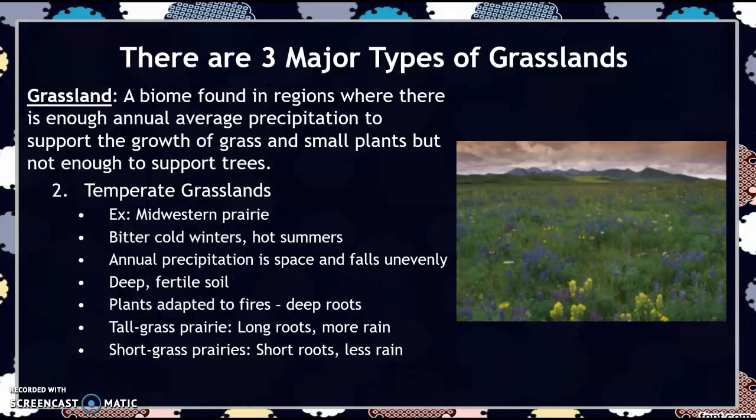We have two distinct types of prairies. We have tallgrass prairies, which have longer roots and generally receive more rain, and shortgrass prairies, which have shorter roots and less rain.